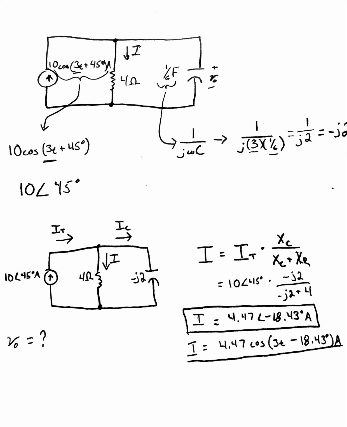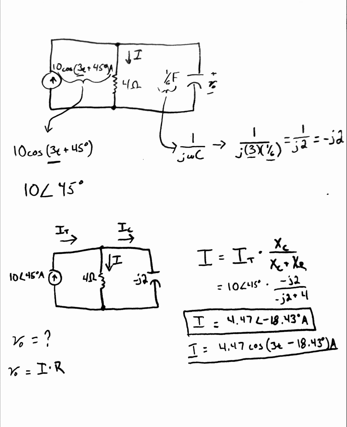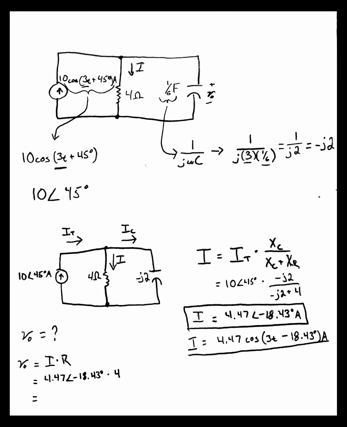Because if you paid attention, you know that this is just a simple parallel configuration. The source is in parallel with the 4 ohm, which is in parallel with the capacitor. So the voltage across the capacitor is going to be the same as the voltage across the resistor. We already know the current flowing through that resistor. So now we can multiply resistance times current and we'll get our voltage. So we're going to do 4.47 at negative 18.43 degrees times 4.